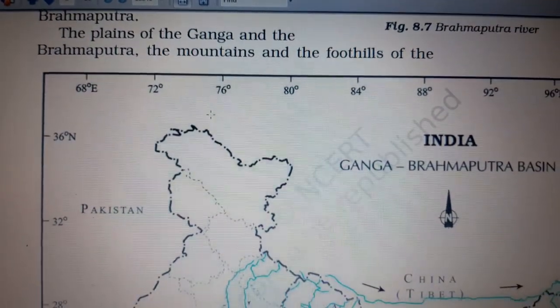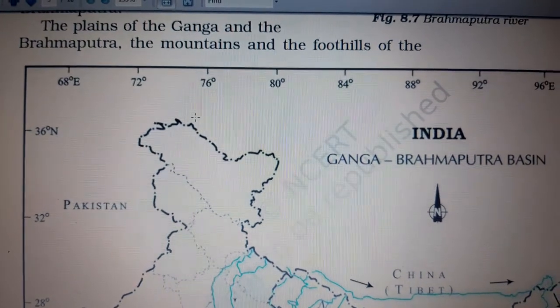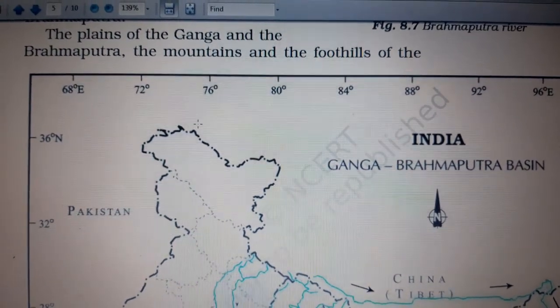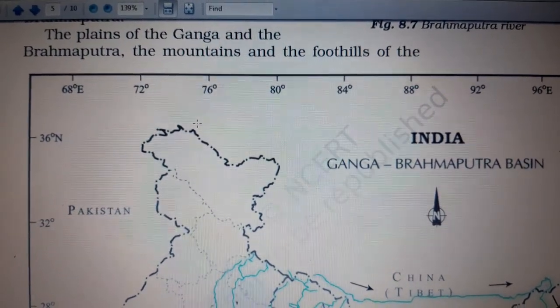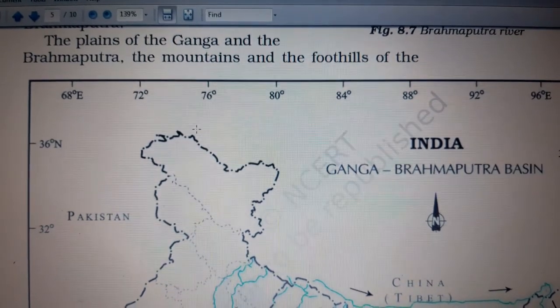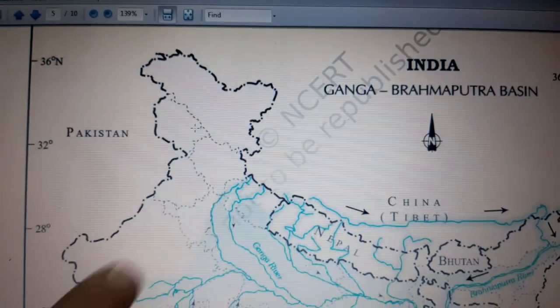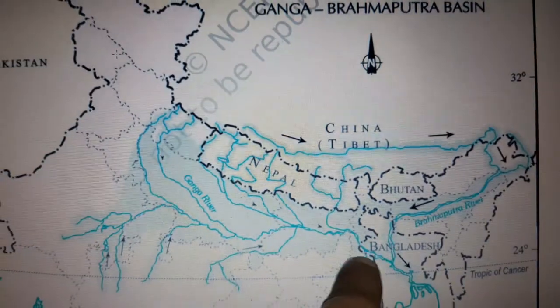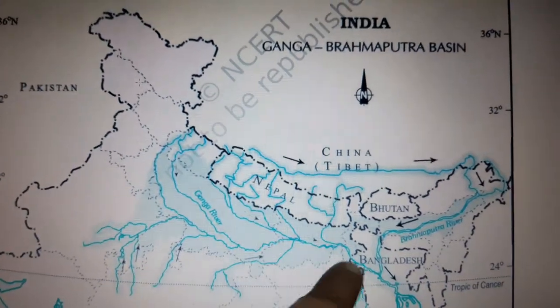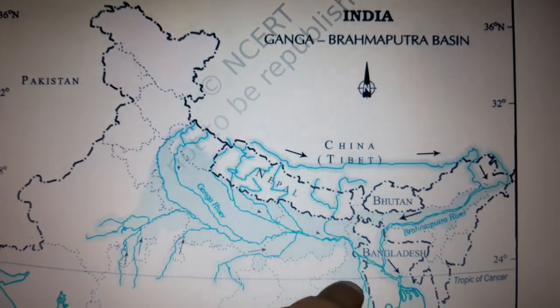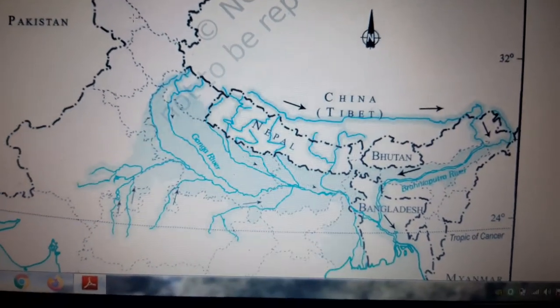The plains of the Ganga. As you know, Ganga starts from the Gangotri glaciers and from Uttarakhand it passes through the Uttar Pradesh. So this whole area is considered to be the Ganga basin, and this area is known as the Brahmaputra basin. And these two merge at this place and make the Ganga Brahmaputra basin.